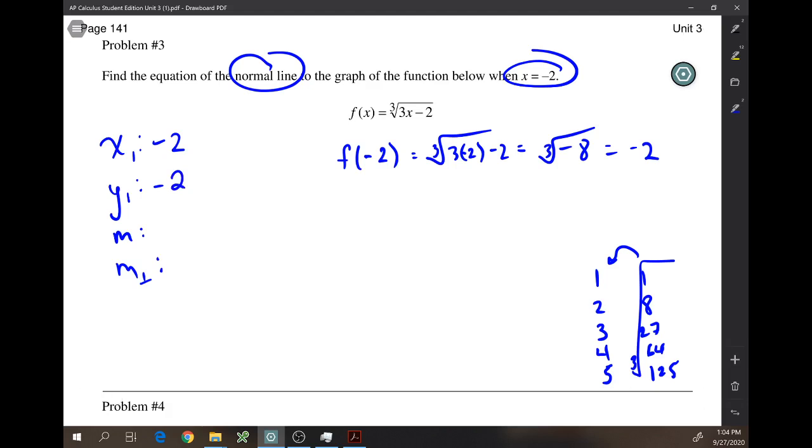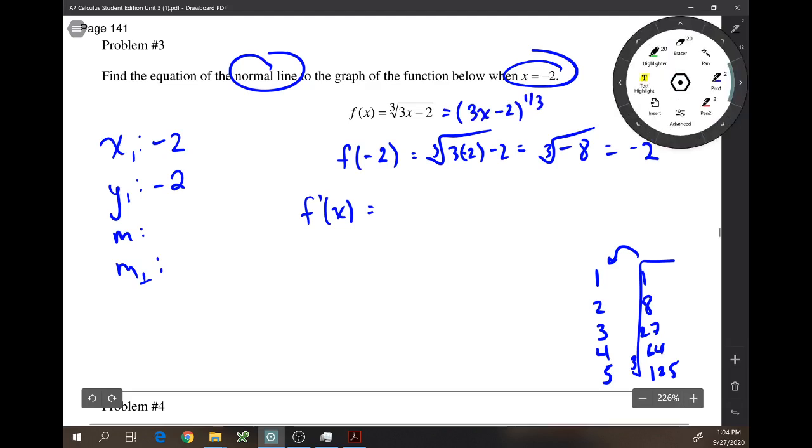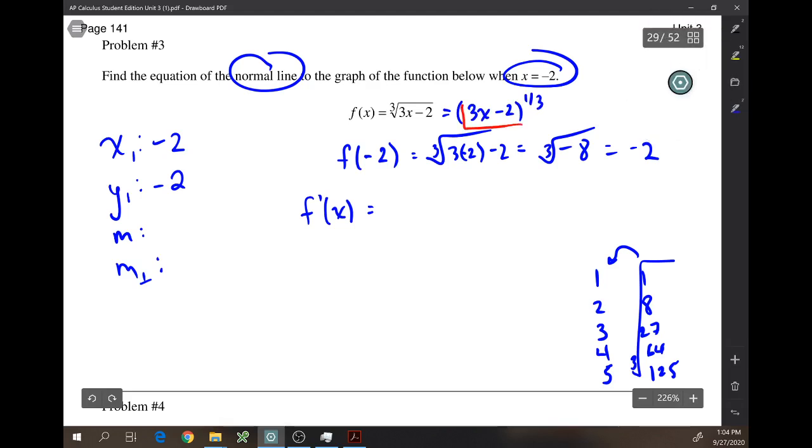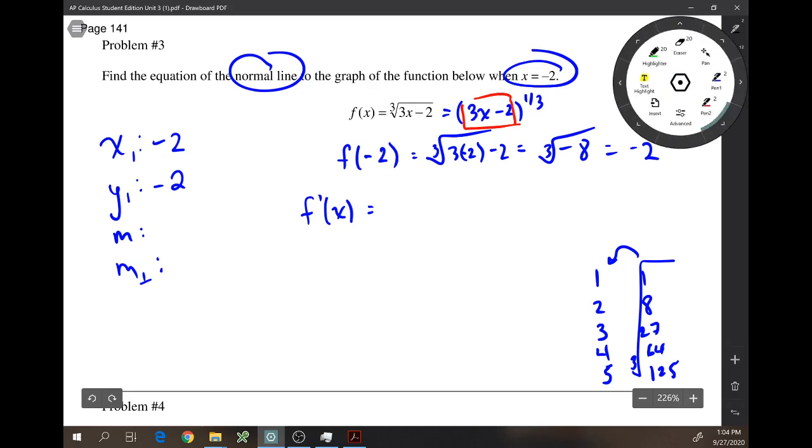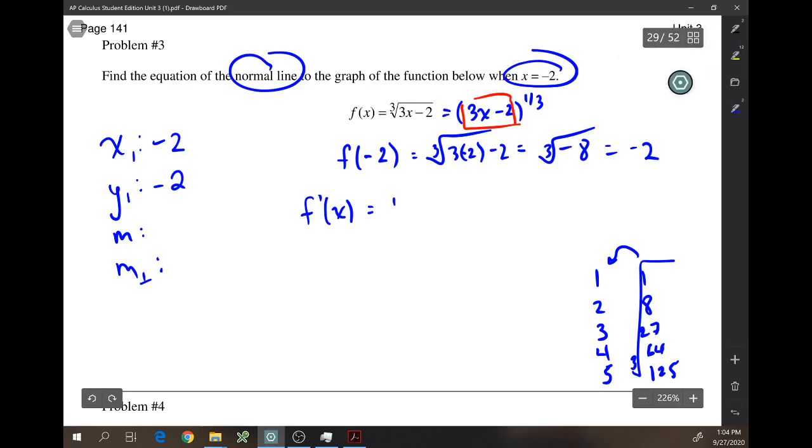Now for our m, we're going to take the derivative. Before we can take the derivative, though, we cannot do the 1 over 2 square root rule because it's not a square root, it's a cube root. So before we do that, we're going to actually rewrite this as 3x minus 2 to the 1/3 power. And this will have a chain in it. We have a box here. It's not x to the 1/3, it's something else to the 1/3. So this gives us 1/3 times 3x minus 2 to the negative 2/3 power times 3.